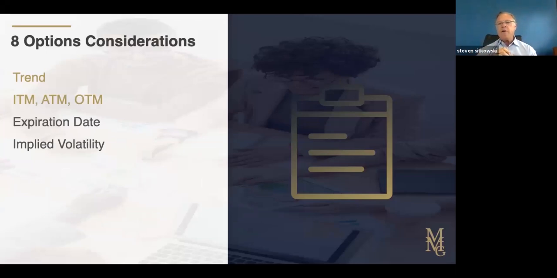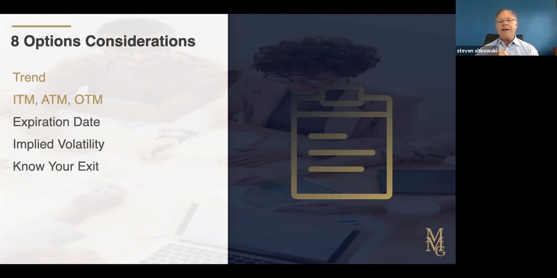Then implied volatility. So one of the components of an option price is the implied volatility. When the markets are highly volatile, options are expensive. That's a good time to sell them. It's not a good time to buy them. And so we want to make sure that we check. We want to get in on a low implied volatility marketplace.